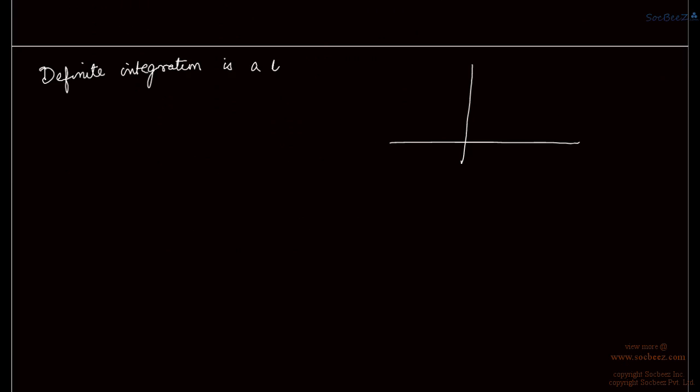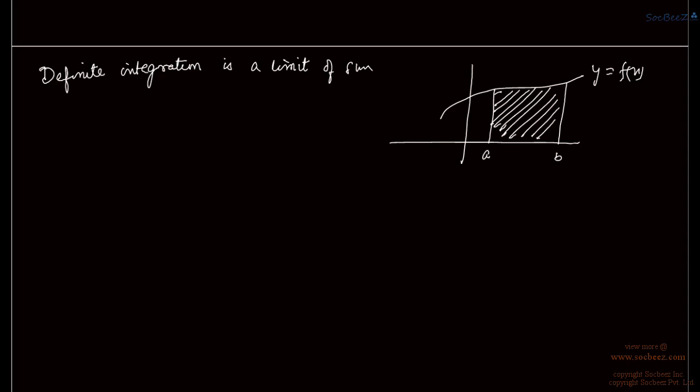So we can have definite integration as a limit of sum. Suppose we have a function y equal to f(x), and say we have to calculate the area of this shaded region, where this curve is smooth, from x equal to a to x equal to b.